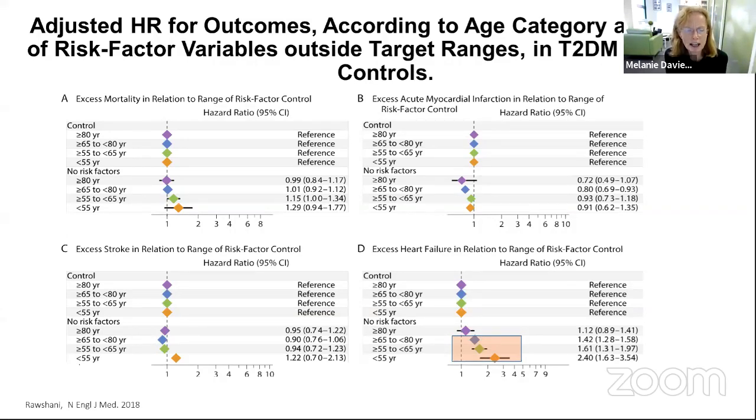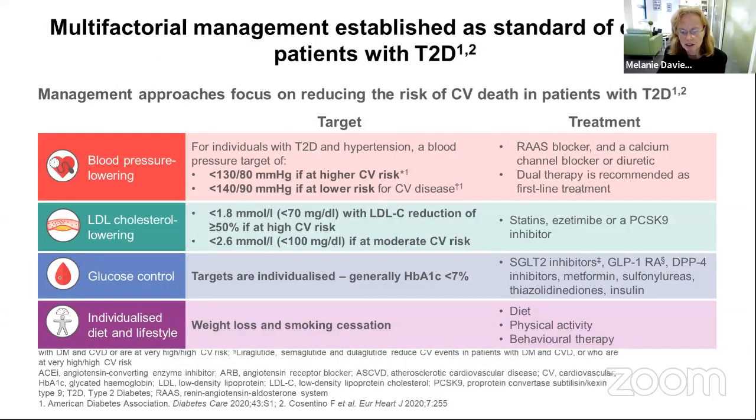If you look across at excess mortality as you control different risk factors, you can see, for example, in panel B for MI, that if you control other risk factors, then your risk of acute MI in people with diabetes is pretty minimalized. Similarly in stroke, apart from in the very young age group under the age of 55. However, if you look in heart failure, even if you optimally control other risk factors, you can see that there's still an excess of heart failure, particularly in the younger age groups. And so we need to look at other interventions to reduce heart failure.